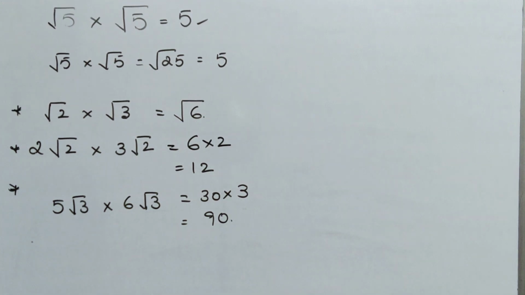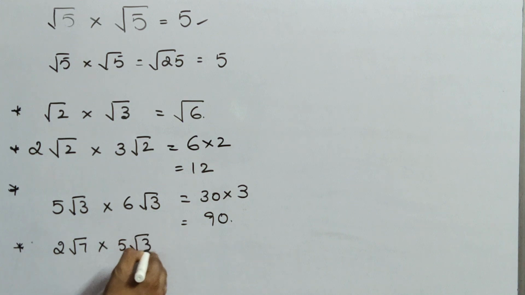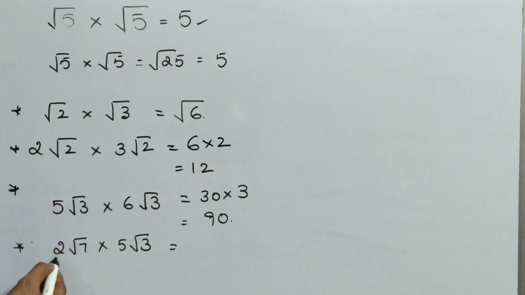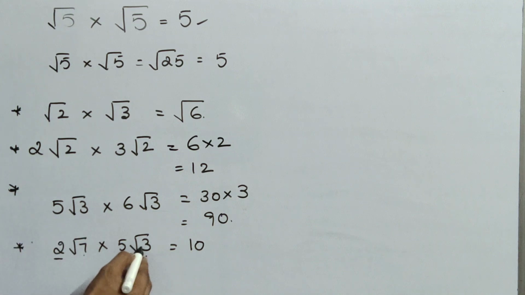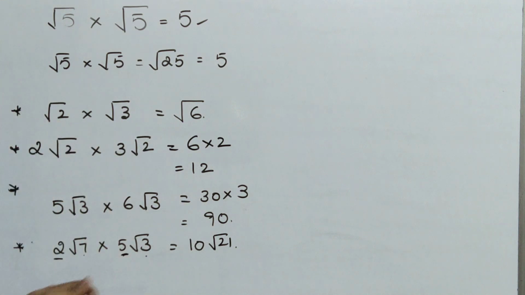One more example here. You can see here, 2 root 7 into 5 root 3. What do you observe here? They both are different. But for multiplication, as I said, there is no problem. So first multiply 2 into 5. 2 5s are 10. Now 7 into 3. Both are different, so directly you can do multiplication. 7 3s are 21. So you have to write 21 like this. Okay, is it clear children?